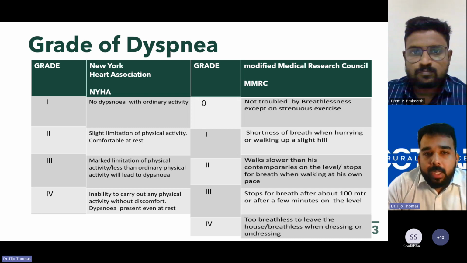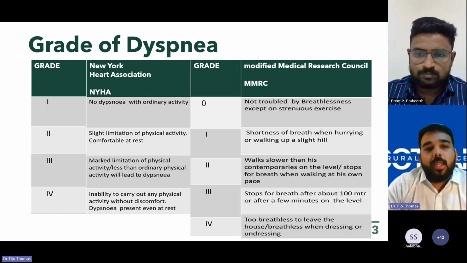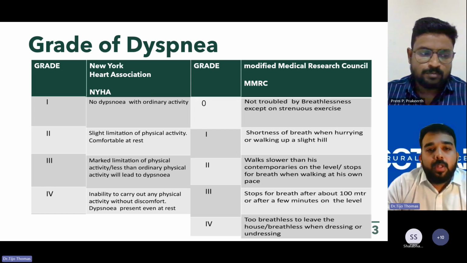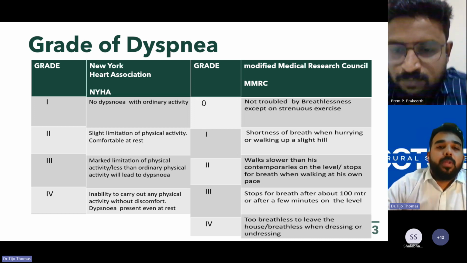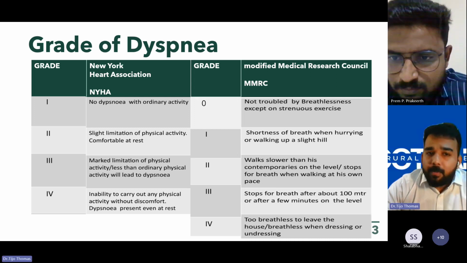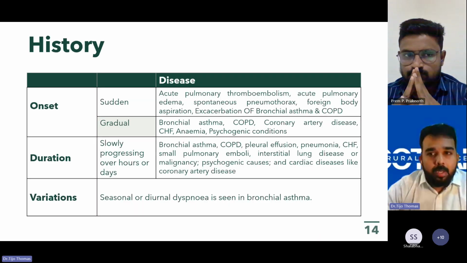Whereas in MMRC, there are 5 levels. Grade 0 is no breathlessness. Grade 1 is breathless while walking uphill. Grade 2 is walking slower than people of the same age because of breathlessness. Grade 3 is breathless and stops for breath after 100 meters of distance. Grade 4 is too breathless to leave the house, or even breathless while undressing, so minimal activities can lead to breathlessness. The other two would be onset and duration and variation.